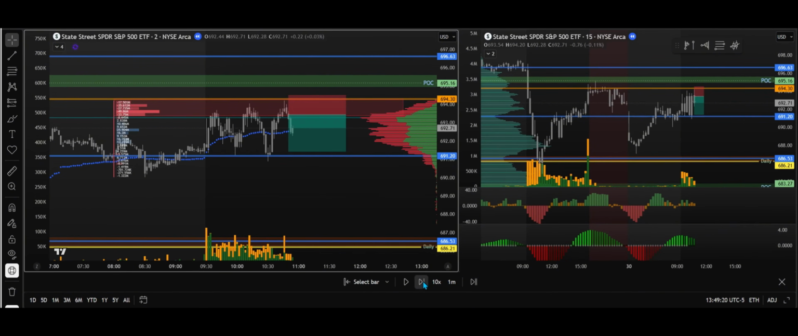And we get that huge push down right there. You can see this huge collection of sell volume down here that makes me feel really comfortable. Definitely going to stay in the trade at this point. We're down below VWAP now.